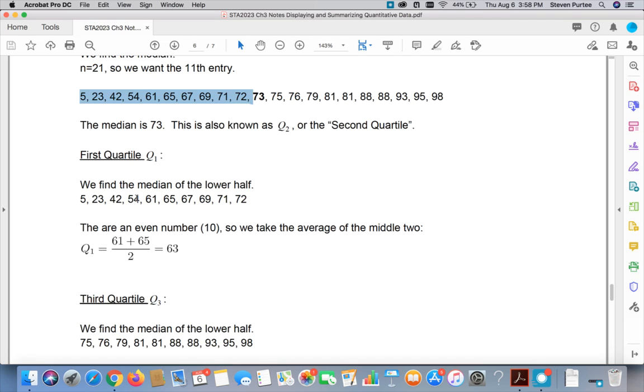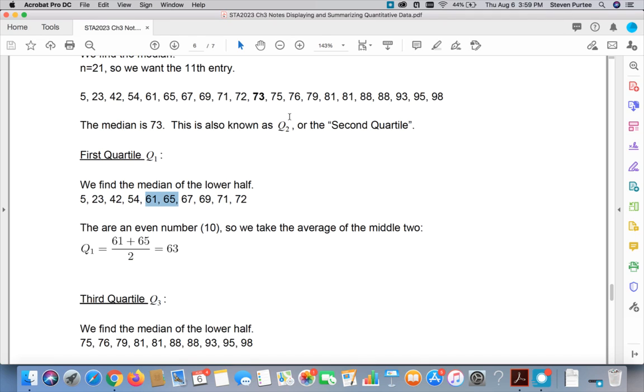So here I've got 10 data points. I want to go 5 and 5. So here's 5 and here's 5. If I had an odd number, then I would have 1 left over in the middle, and I'd just grab it and say, okay, there it is. I've got 1 left over. But I don't have that. I've got an even number. So I take the 2 in the middle and find their average. So halfway between 61 and 65 is 63. That's Q1, that's our first quartile.